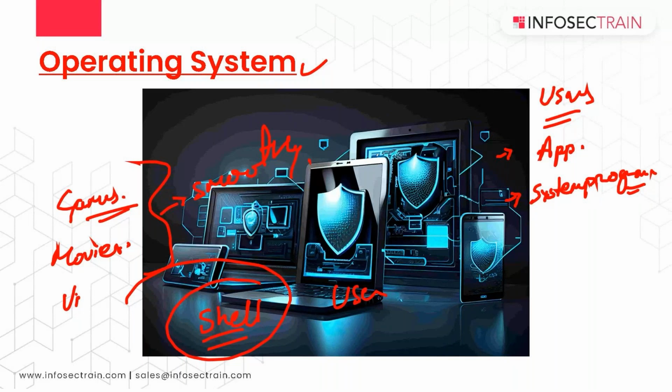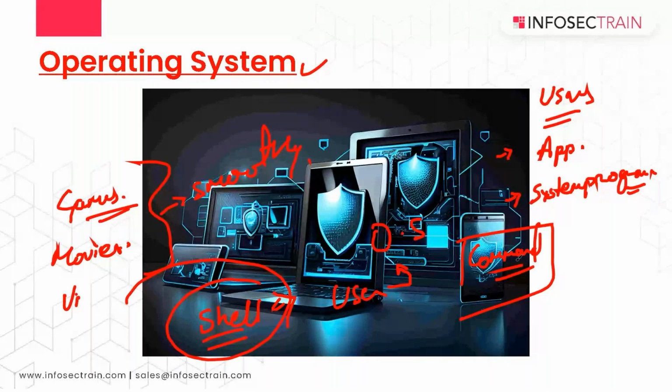So we have our shell, and it helps users interact with their operating system by typing commands. We have the command prompt, and in Linux we have terminals. These are our shell, the outermost layer of our operating system.